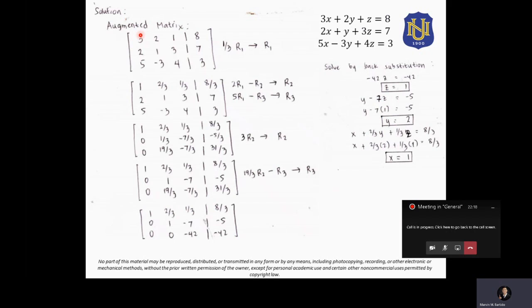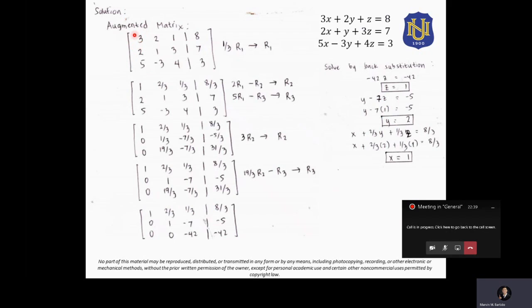Yung first choice mo, hanap ka ng row na yung first element niya ay 1. So in this case, wala tayong row na ang element niya ay 1. So we cannot just simply interchange rows kasi nga wala tayong row na merong leading element na 1. So what we're going to do here is normalize the first row.